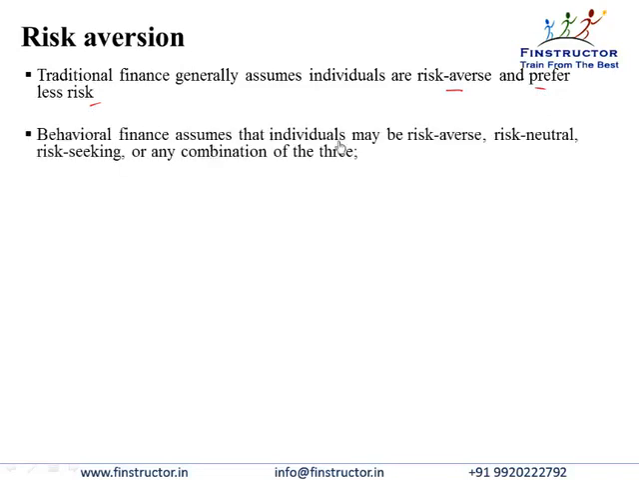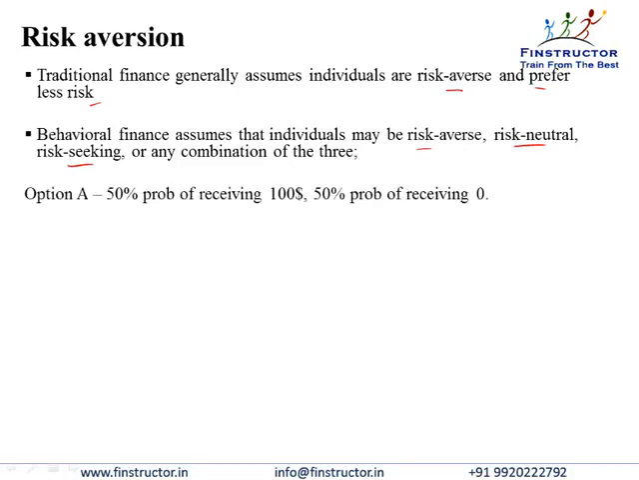Behavioral finance says that individuals may be risk averse, they may be risk neutral, they may even be risk seeking, or at times it can be any combination of the three. How do we assess whether a person is risk averse or risk seeking? So let's say I give an investor two options.